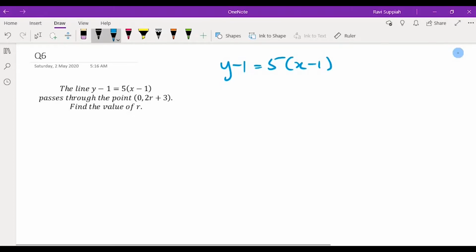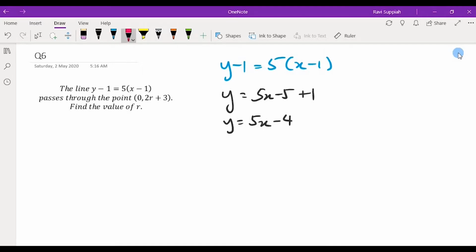The first step is to express this equation in a straight line format, which is y equals mx plus c. So y equals 5x minus 5 plus 1. So y equals 5x minus 4. So this is the straight line equation that looks like our standard equation y equals mx plus c.